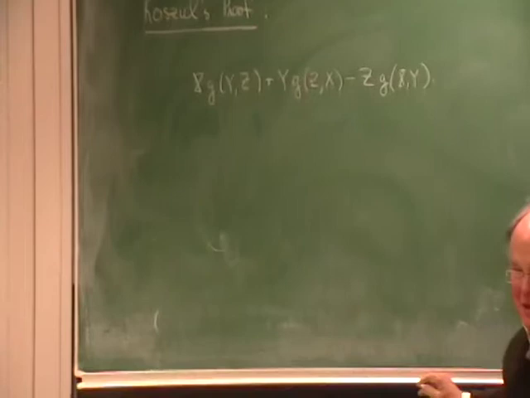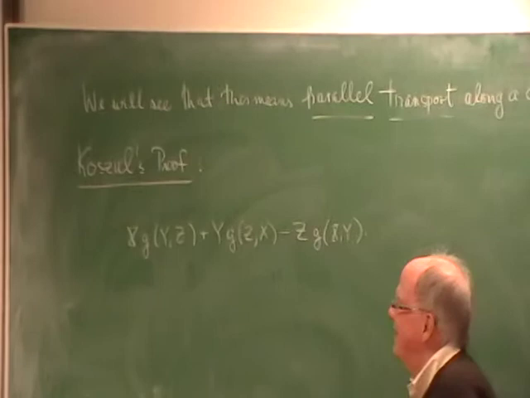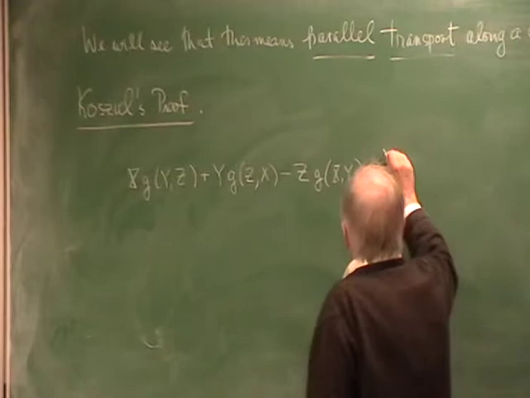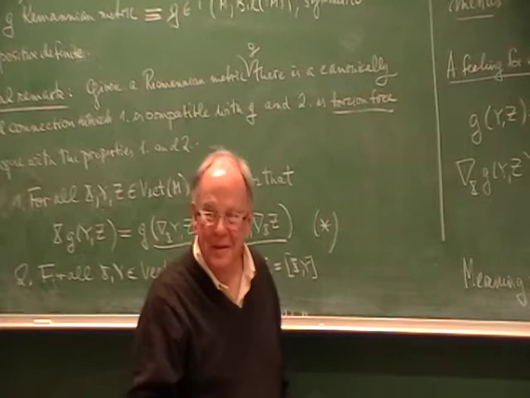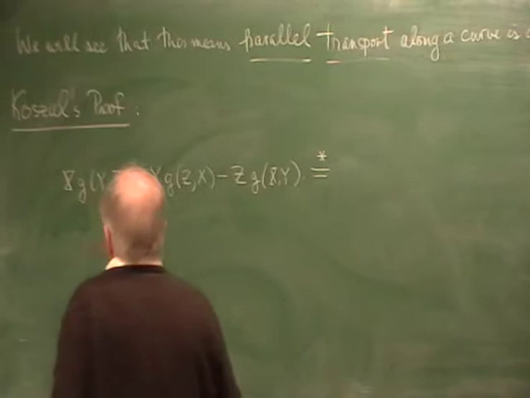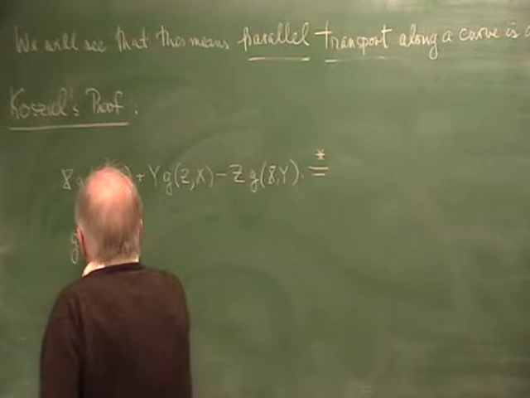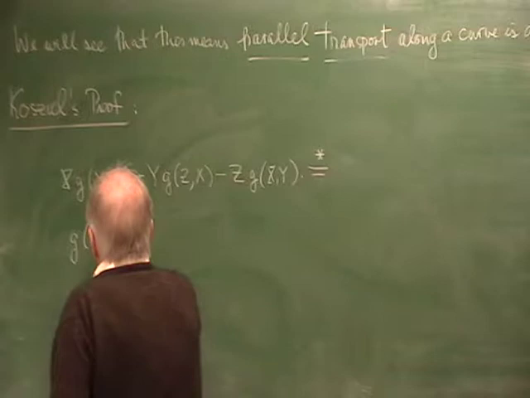You're going to hate me for this. Well, probably I'm going to hate myself. Now, I'm going to use star. And star is this. That's the only thing I have to use. I'm going to use it. Okay, so here we go. This is g of nabla_X Y.